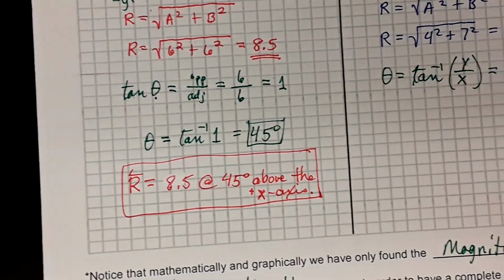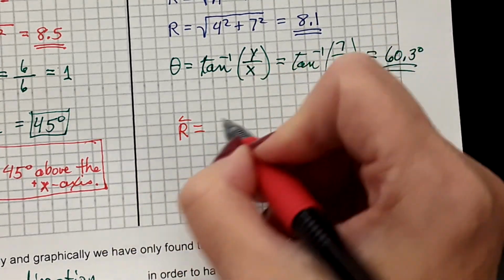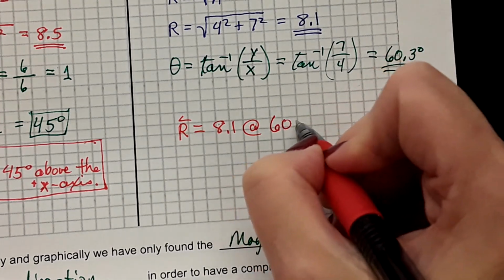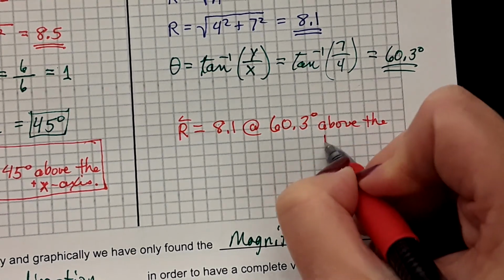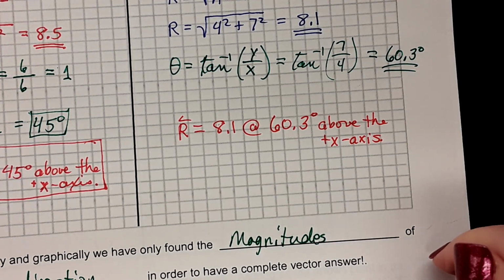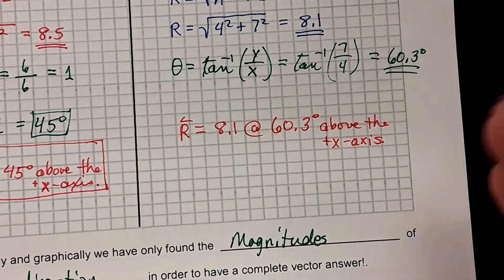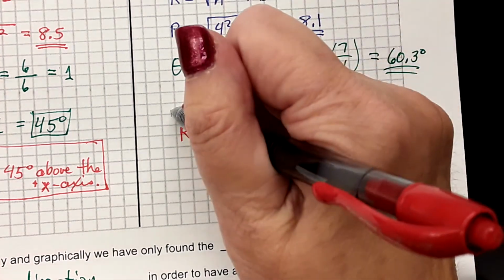Okay? So now, how would we write this one? Simple. First, we say R equals, and we start with the magnitude, 8.1 units at a direction of 60.3 degrees above the positive x-axis. And if you watched the videos yesterday on how to use your two coordinate systems, you know that if they're in the other quadrants, you could say above or below the negative x-axis. You could also say below the positive x-axis if it's in the fourth quadrant, okay?